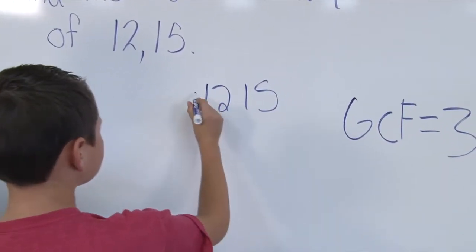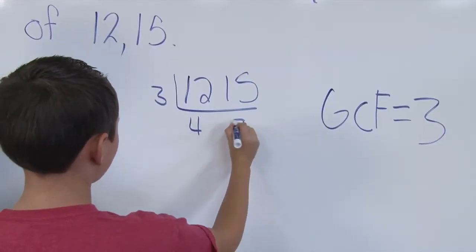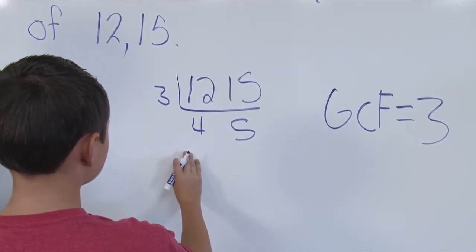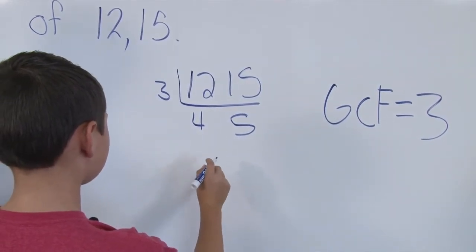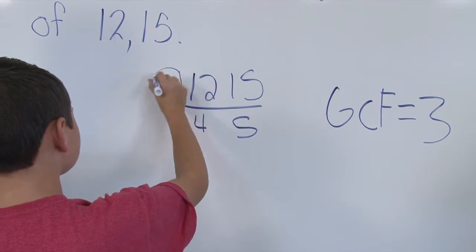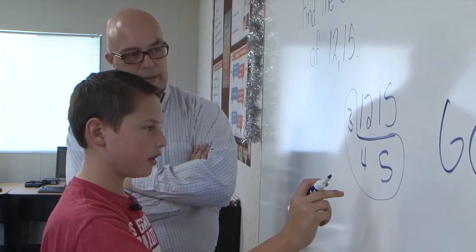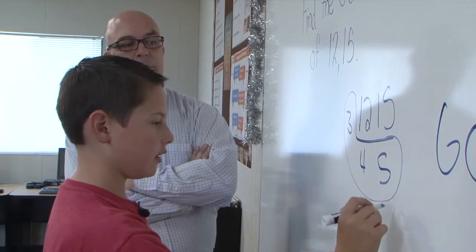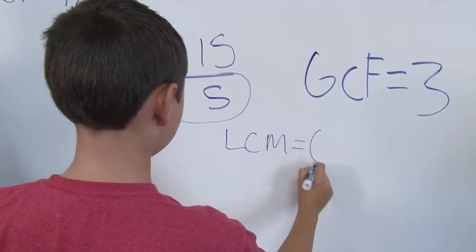Okay. And since 3 goes into it, you could put 3. It goes in 4 times. Then 3 goes into 15 5 times. 3 doesn't go into either of them or any other number except 1. Right. But that's prime. So it's 3 times 4 times 5 is 60. Perfect. So LCM equals 60.